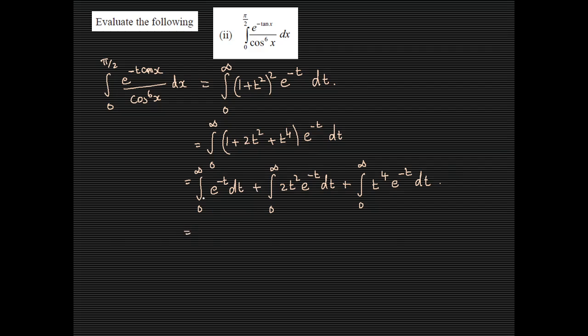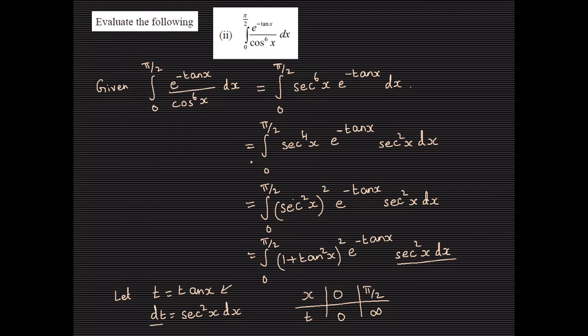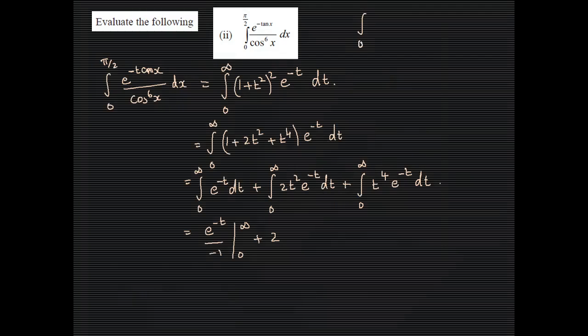So now if you integrate e power minus t, it will be what? e power minus t divided by minus 1, and the limit is 0 to infinity, plus 2 is constant, we'll take this outside, and we know that formula, no? So we are using that formula, that is integral 0 to infinity x power n e power minus ax into dx, that is equal to n factorial divided by a power n plus 1, the general form. So we are using this.